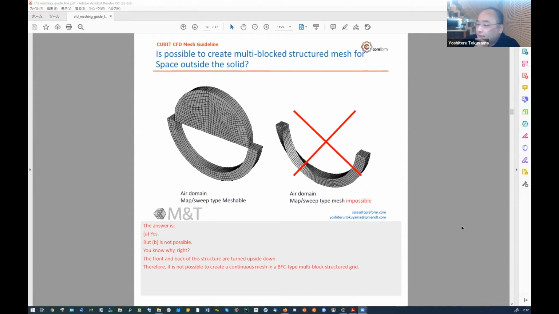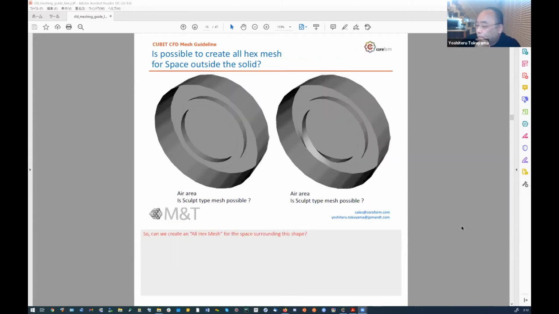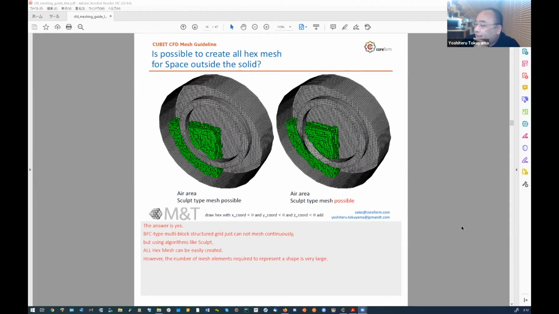You know why, right? The front and the back of this structure are turned upside down. Therefore, it is not possible to create a continuous mesh in a BFC type multi-block structured grid. So, can we create an all hexa mesh for the space surrounding this shape? The answer is yes. BFC type multi-block structured grid just cannot mesh continuously. But using algorithms like Sculpt, all hexa mesh can be easily created. However, the number of mesh elements required to represent a shape is very large.